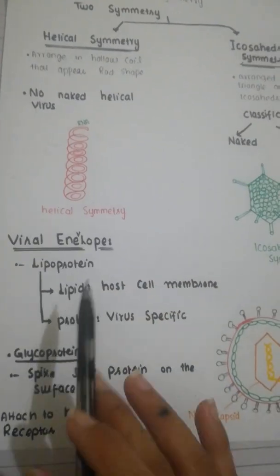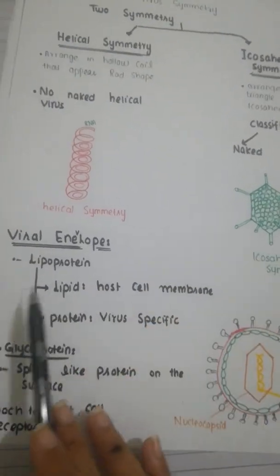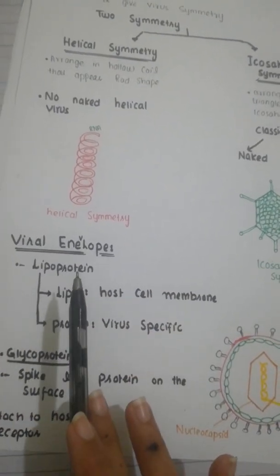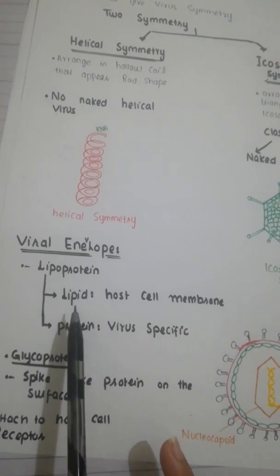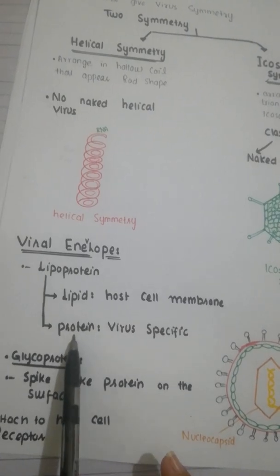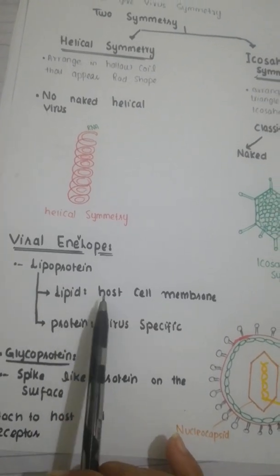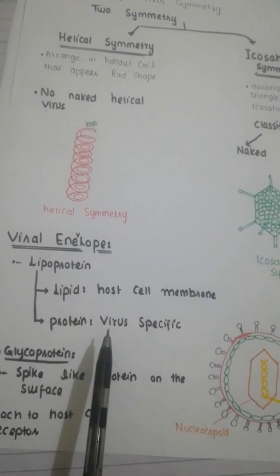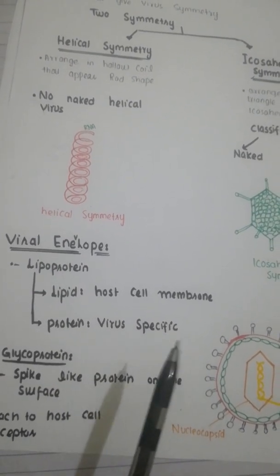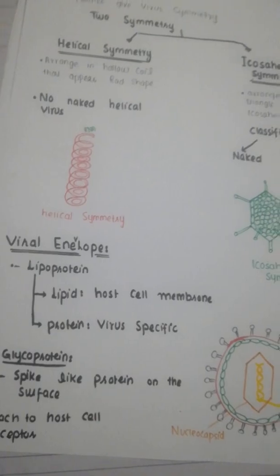Now we discuss the viral envelope. So the viral envelope is composed of lipoprotein. It is made up of lipid and protein. The lipid molecule is derived from the host cell membrane, and the protein is virus specific. It means that the protein is derived from the virus.